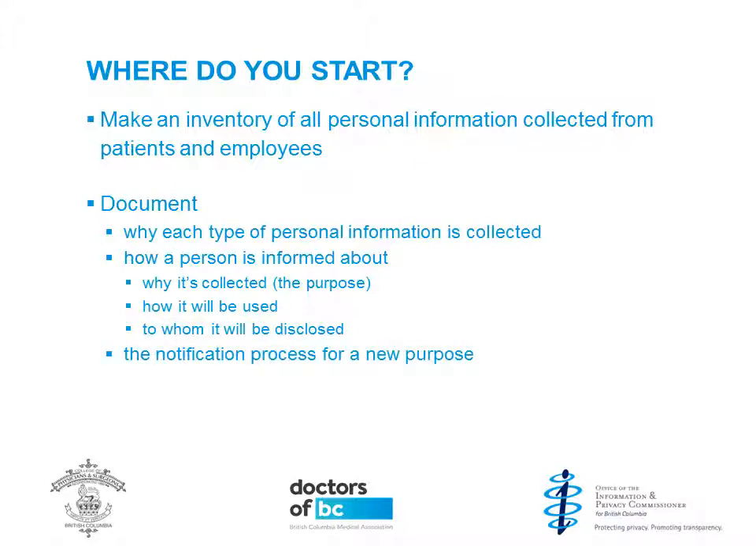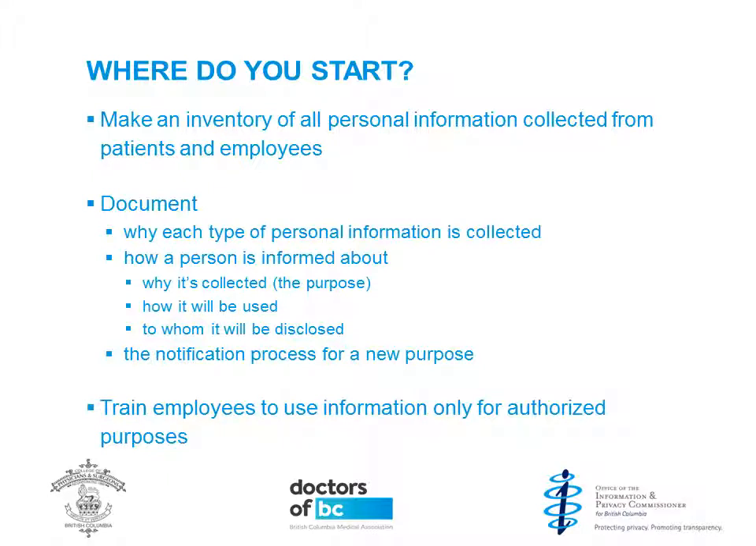Be sure to train employees to use the information only for authorized purposes based on express or implied consent, or as authorized by PIPA. A few examples from Section 15 of PIPA include when it's clearly in the interests of the patient and consent cannot be obtained in a timely way, during an emergency response where someone's life, health, or security is threatened, or as required by law.